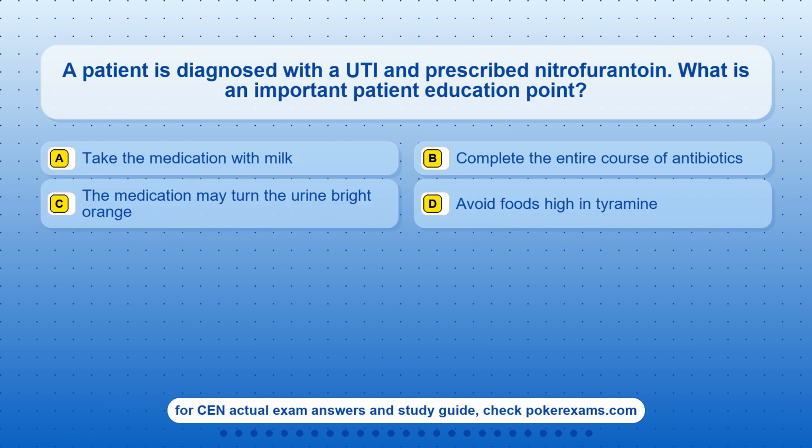Question 2. A patient is diagnosed with a UTI and prescribed nitrofurantoin. What is an important patient education point? Option A. Take the medication with milk. Option B. Complete the entire course of antibiotics. Option C. The medication may turn the urine bright orange. Option D. Avoid foods high in tyramine.